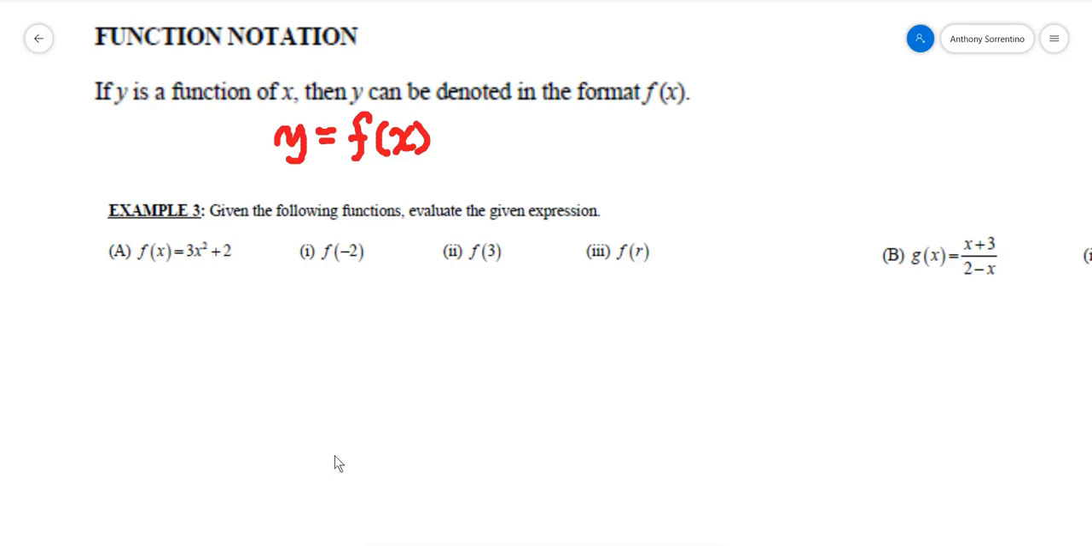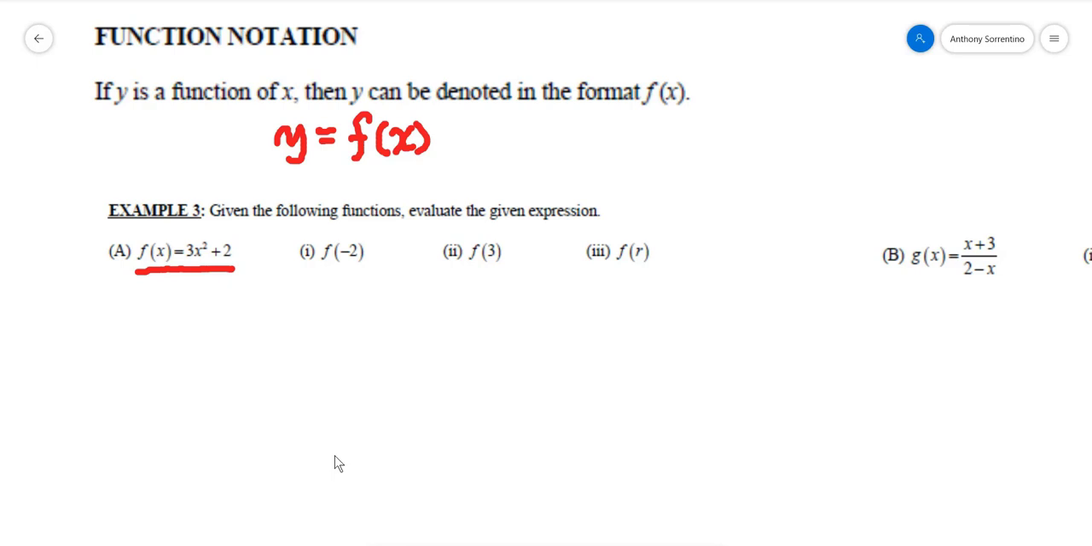Some of these things are shorthand, because if I have f of x being defined as this function, f of x is telling me that I'm going to take an x value, square it, multiply it by 3, and then add 2, following my order of operations. Then if I replace x with anything else, that's what I would do to whatever that is.